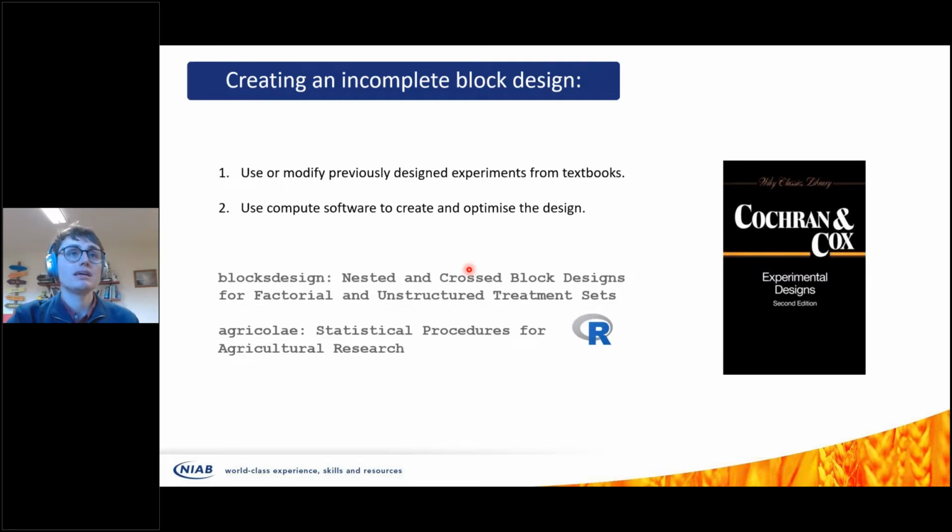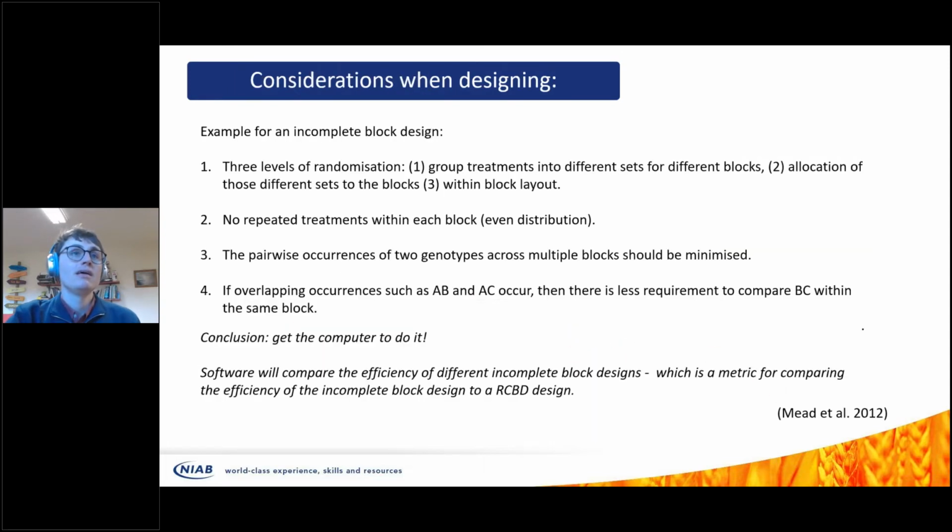The solution is to use computer software to create and optimize the design. And these packages in R are great for that. I typically use Blocks Design. And this is why it's important to use computer software, because it gets very complicated. There's a lot of underlying principles in the incomplete block designs that you should consider. Multiple levels of randomization, grouping treatments into different sets for different blocks, allocating those different sets to the blocks, and then within block layout, all of those levels of randomization.